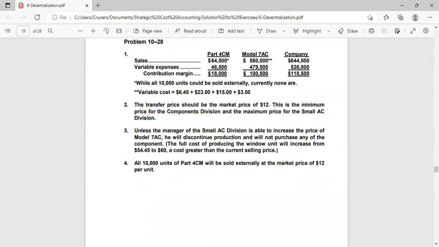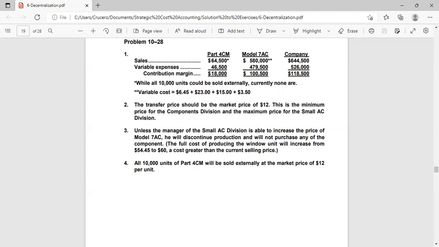The manager of the components division indicated that he could sell 10,000 units, that's the division's capacity for this part, Part 4CM, to outside buyers at 12 per unit. The small AC division would also buy the part for 12 from external suppliers. The following detail on the manufacturing cost of the component was provided. So we have now the total unit cost of 6.45.